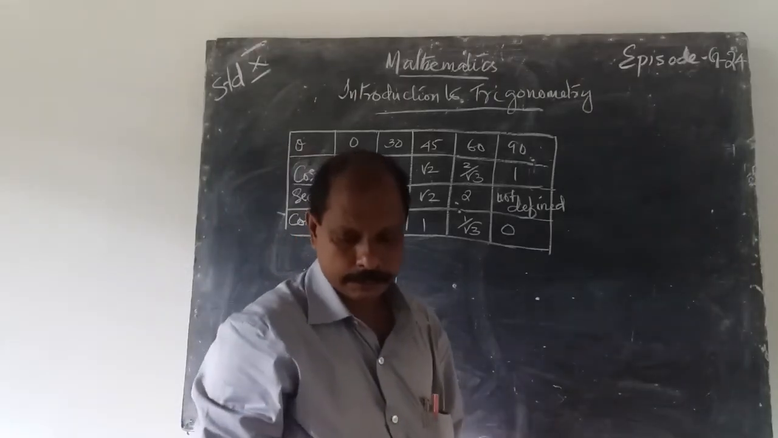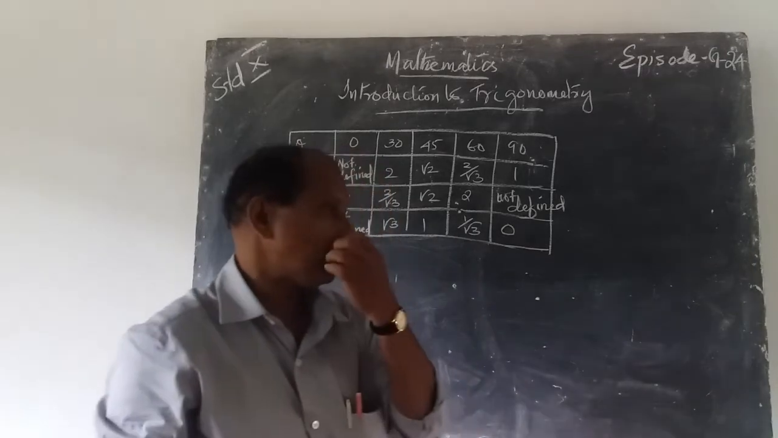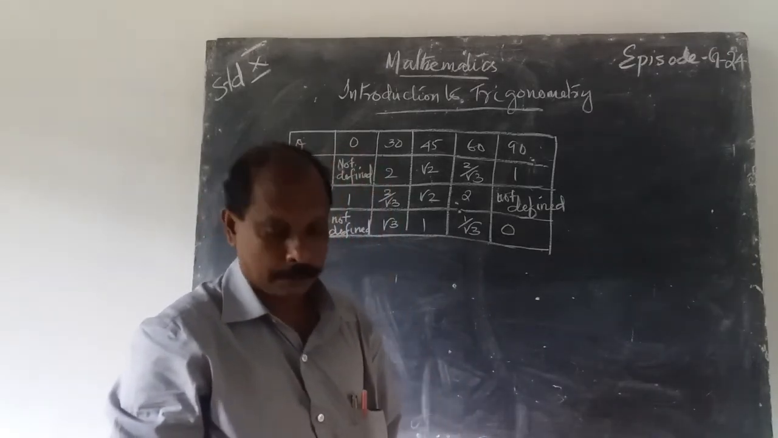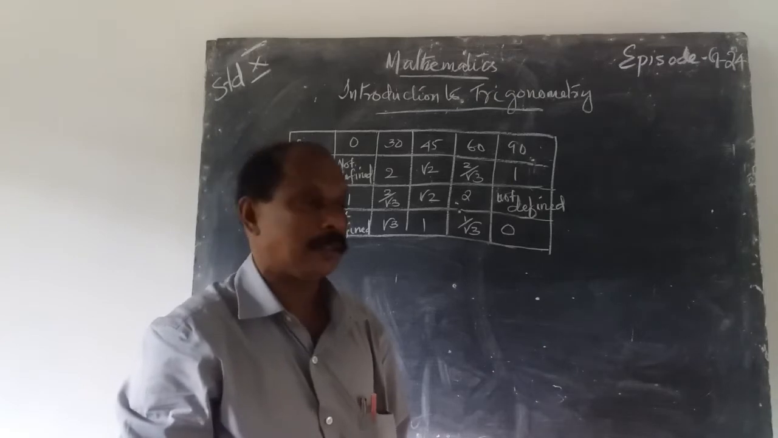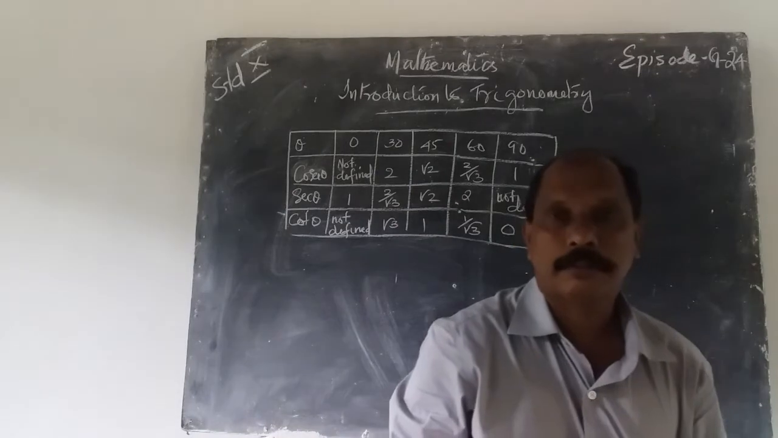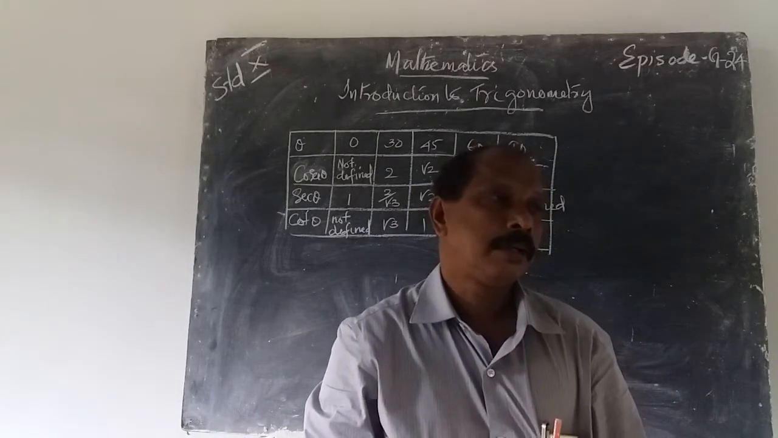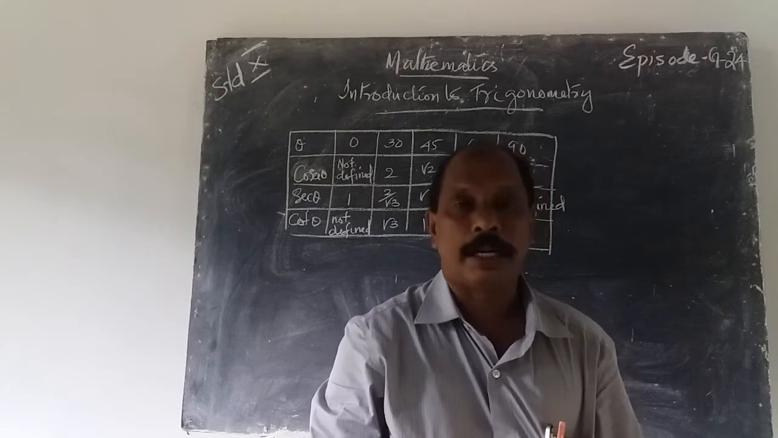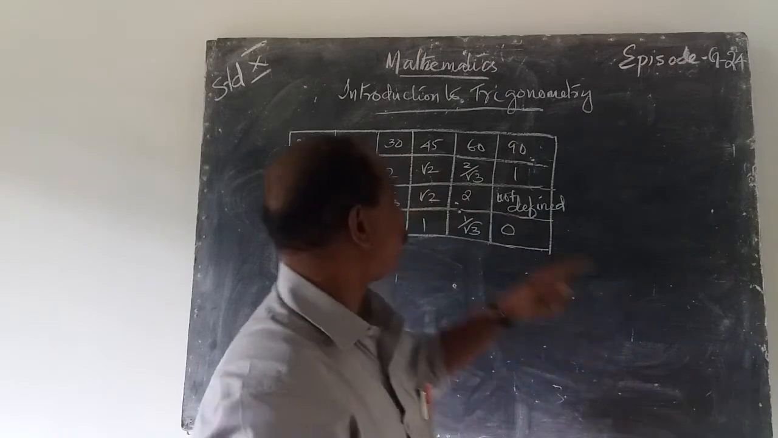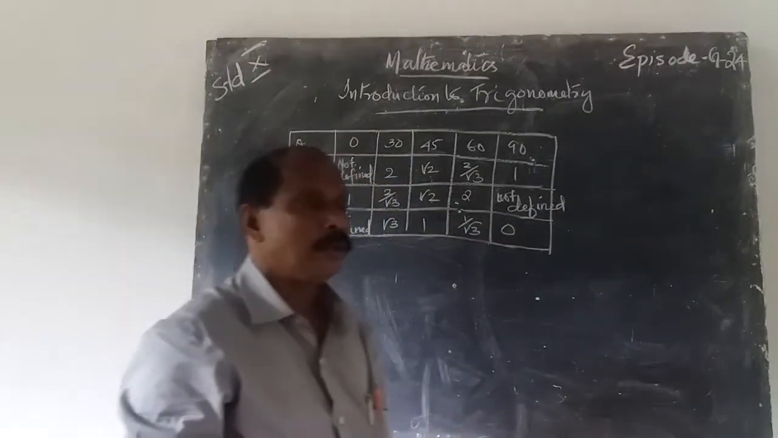Dear students, in the last two episodes, we discussed trigonometry, that is the chapter Introduction to Trigonometry, the 8th chapter. There are several formulae for that chapter, and we know that sin 0 is 0, therefore cosec 0 is not defined. That means 1 by 0 is not defined.